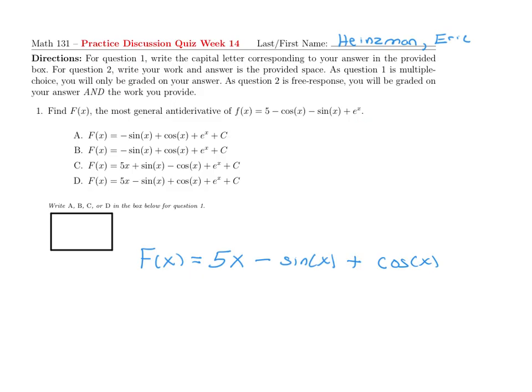We're at the last piece, which is e to the x, and thankfully, e to the x is its own antiderivative. I put a plus c at the end, and this is the answer that I'm looking for. 5x minus sine plus cosine plus e to the x, and that appears to be d. So for this problem, I want to put capital D as my answer in the box.